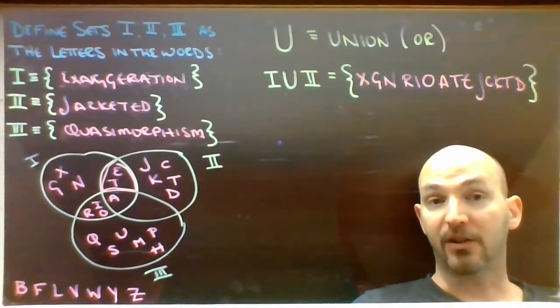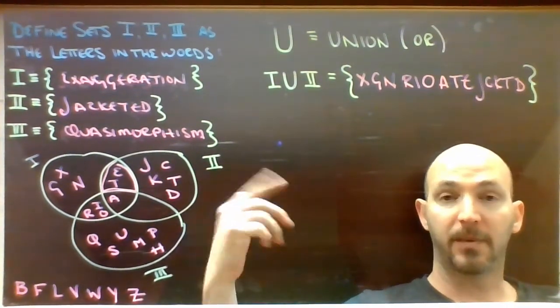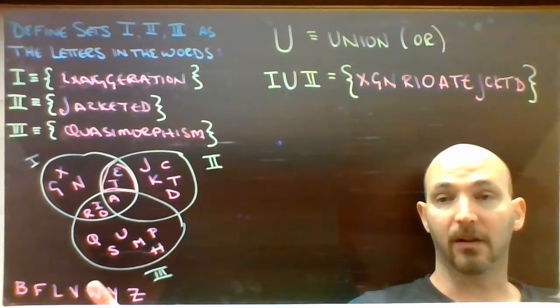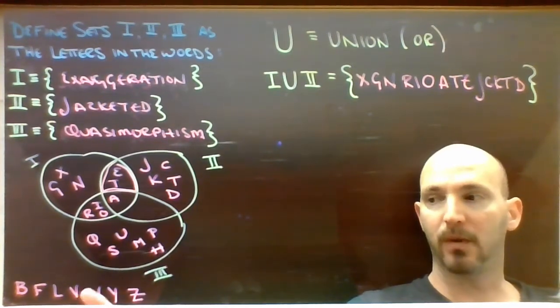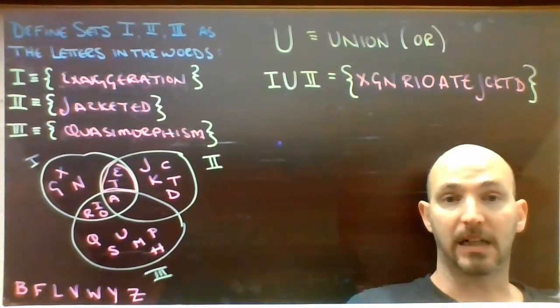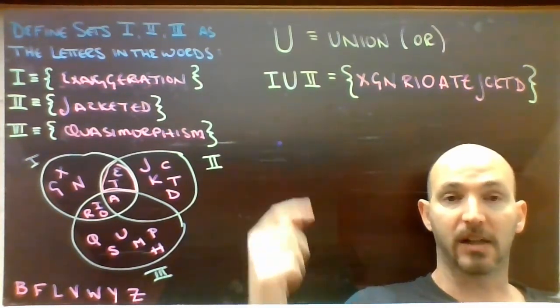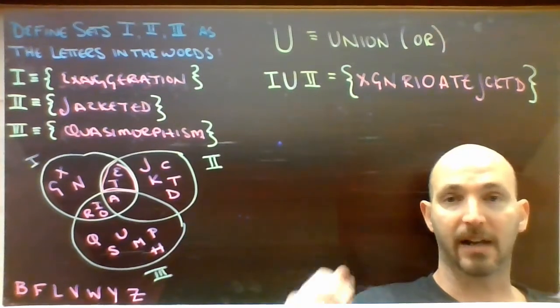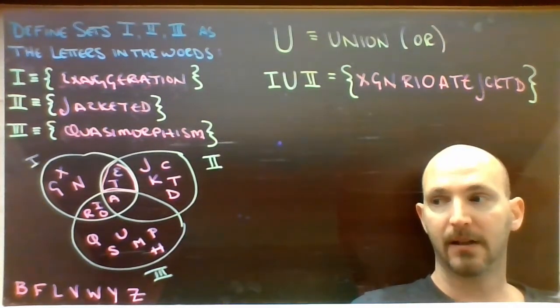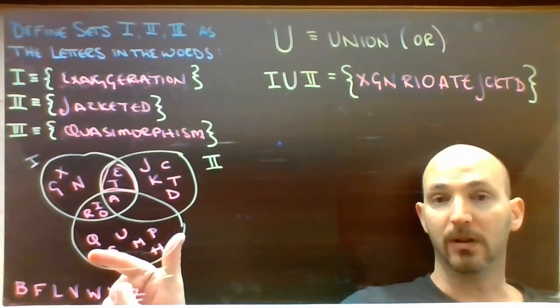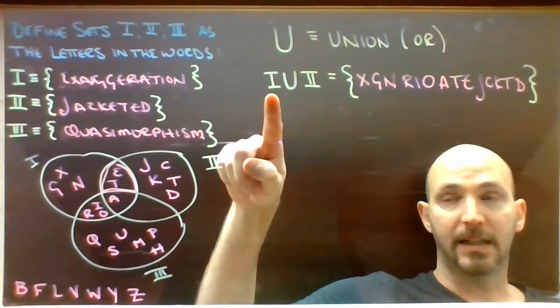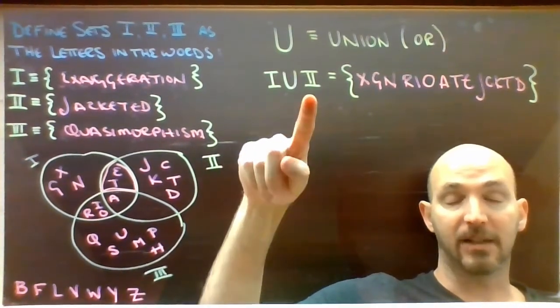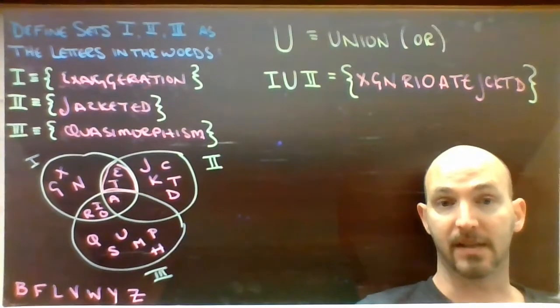So to fact check your work, you can go down here, pick anything like this letter V here. Well, why didn't I take the letter V? Well, V is not in I, and V is not in 2. It wasn't in exaggeration, it wasn't in jacketed, so it doesn't belong in this set. Pick a letter from here, Q. Q was not in exaggeration, nor was it in jacketed, so it does not belong in this set.